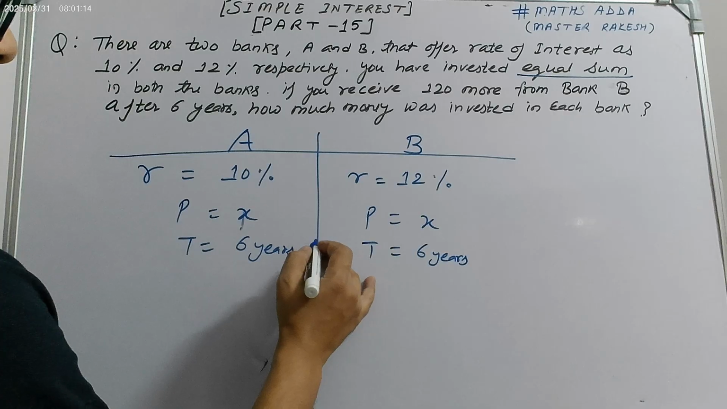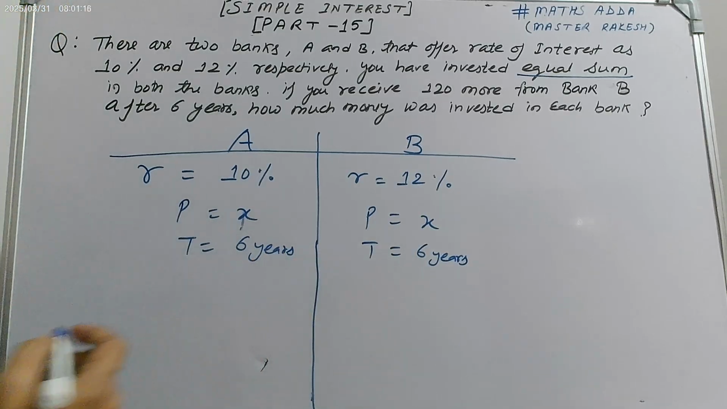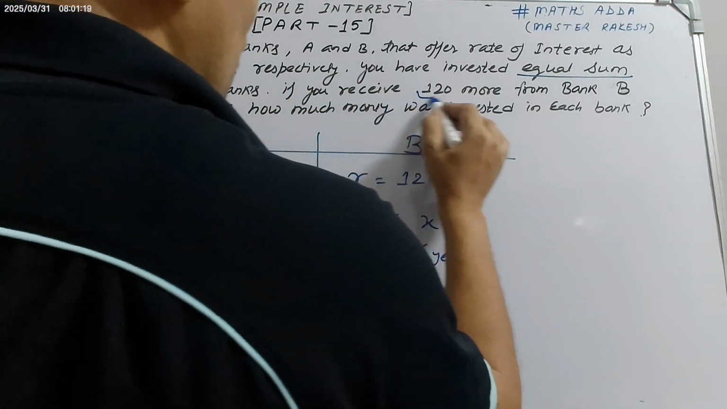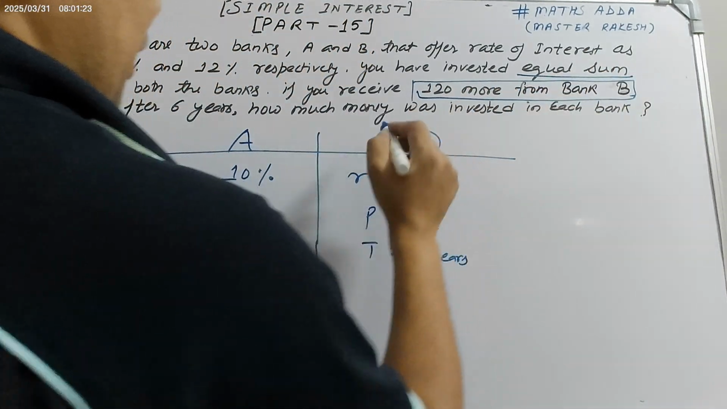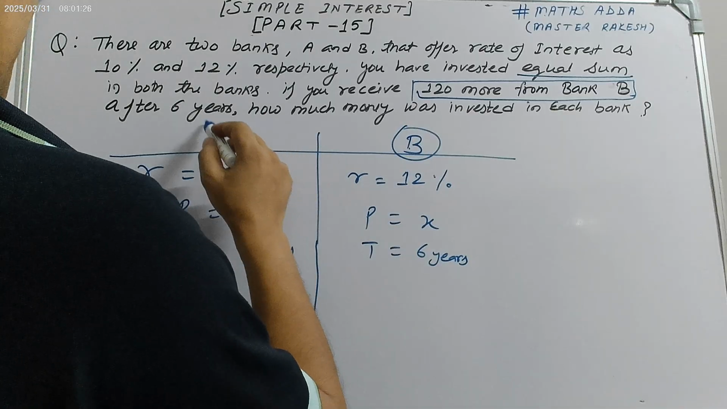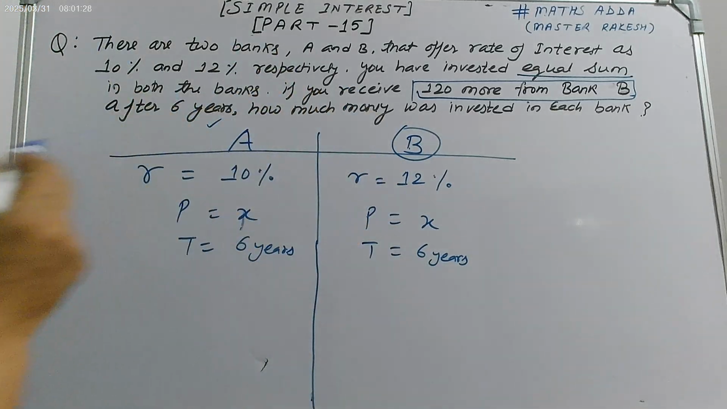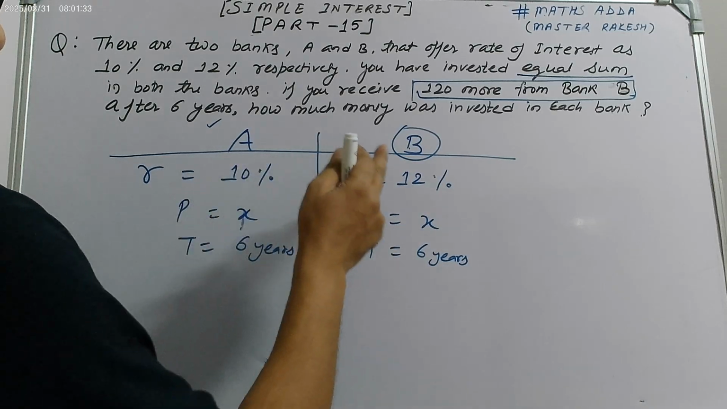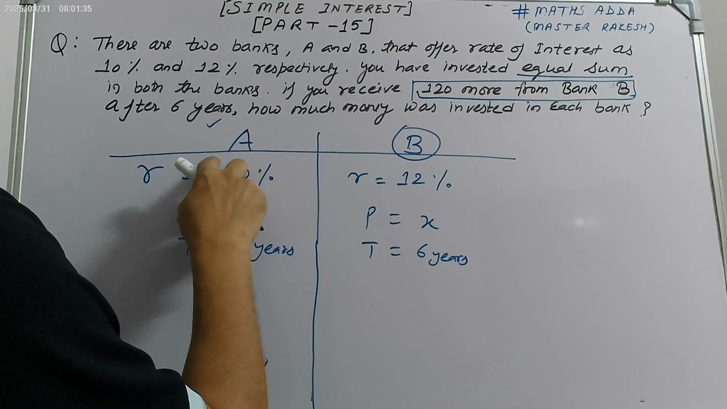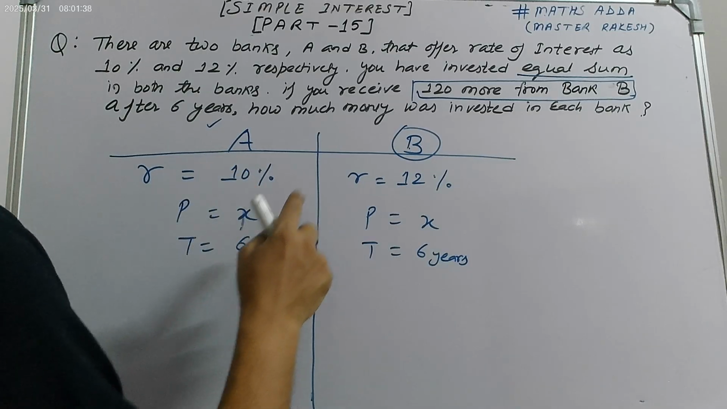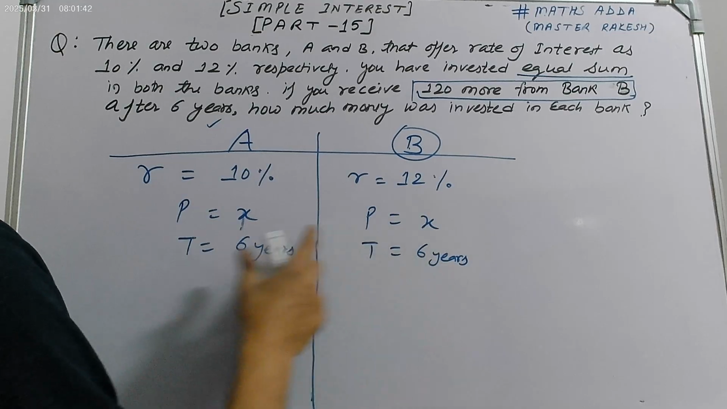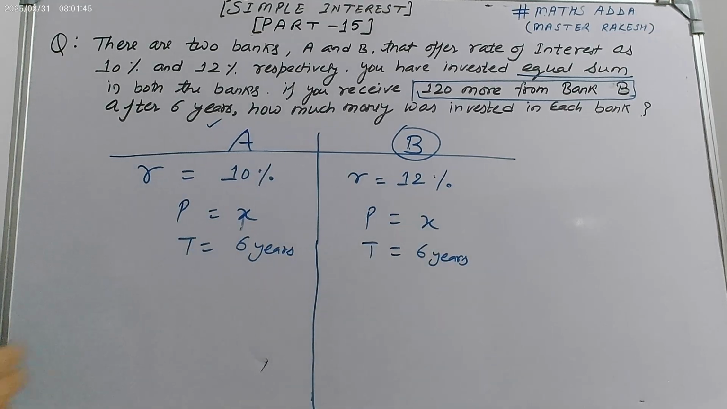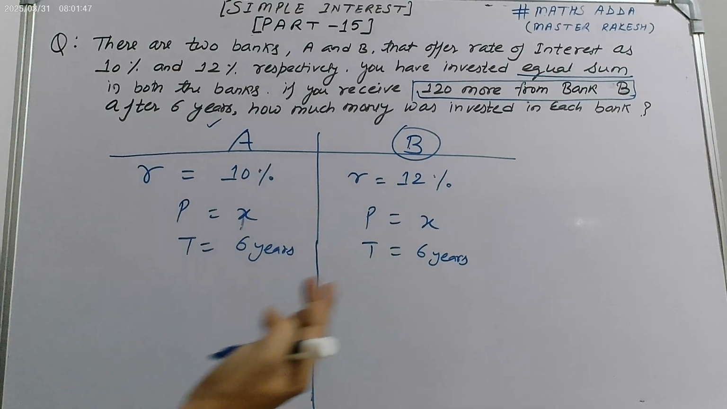So we will solve it in a very easy way. You receive 120 more from bank B. How much money was invested in each bank? Whatever you are getting here, plus 120 you will be getting here. Plus 120 more. We will see that calculation after.